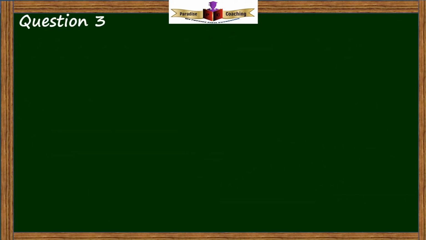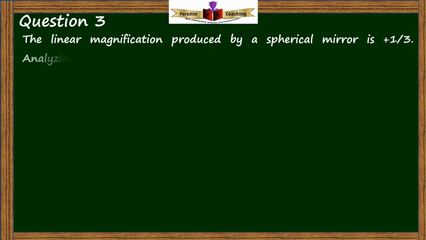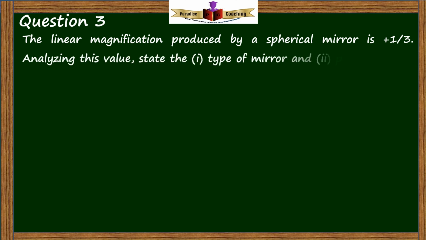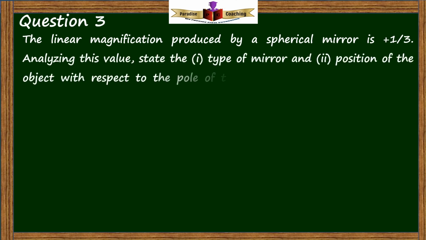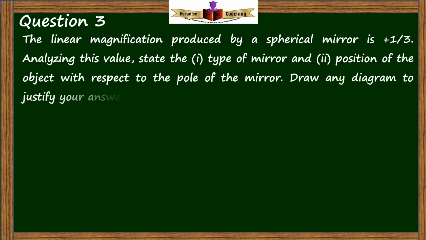Question 3. The linear magnification produced by a spherical mirror is +1/3. Analyzing this value, state 1, the type of mirror, and 2, the position of the object with respect to the pole of the mirror. Draw any diagram to justify your answer.